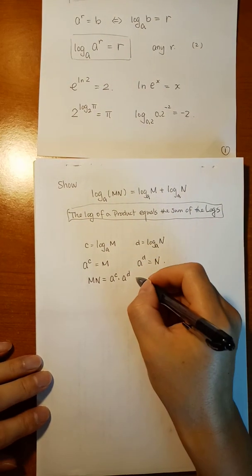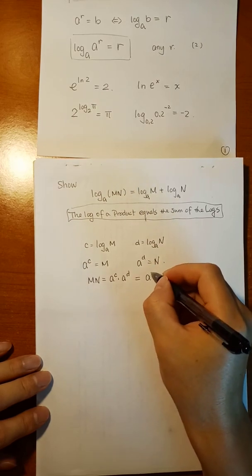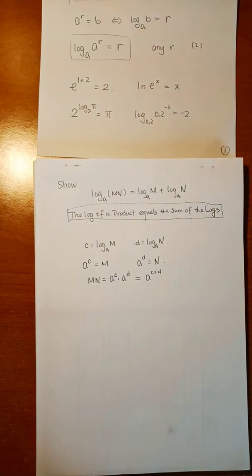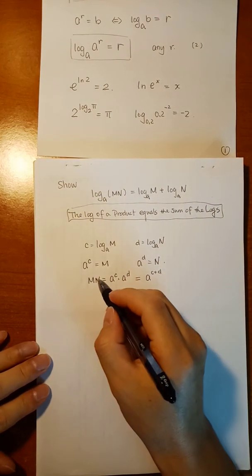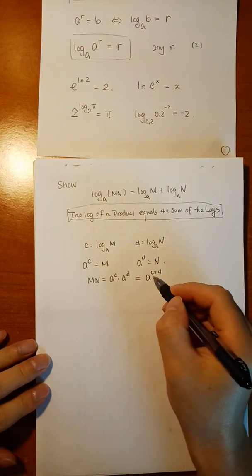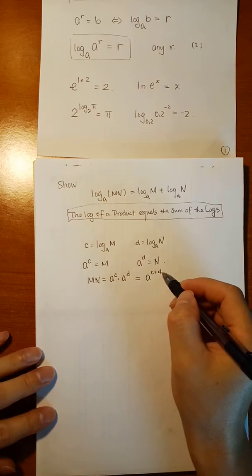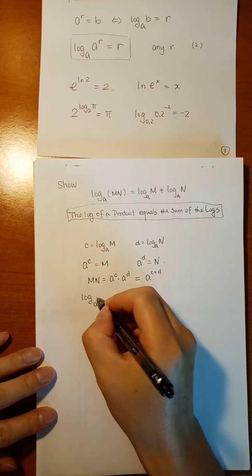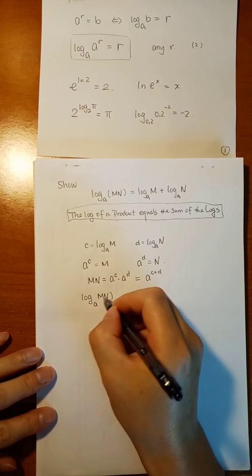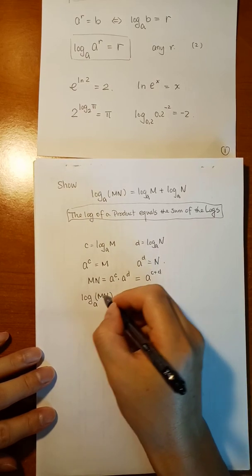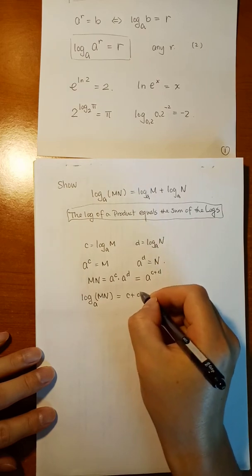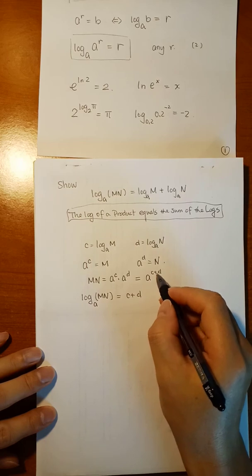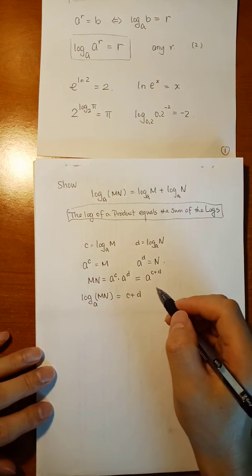Exponential function has a property. A to c times a to d is a to c plus d. So this number m times n corresponds to the exponent c plus d. So the log base a of m times n, log of the product, is equal to c plus d. These two values have the product as a corresponding exponent c plus d.